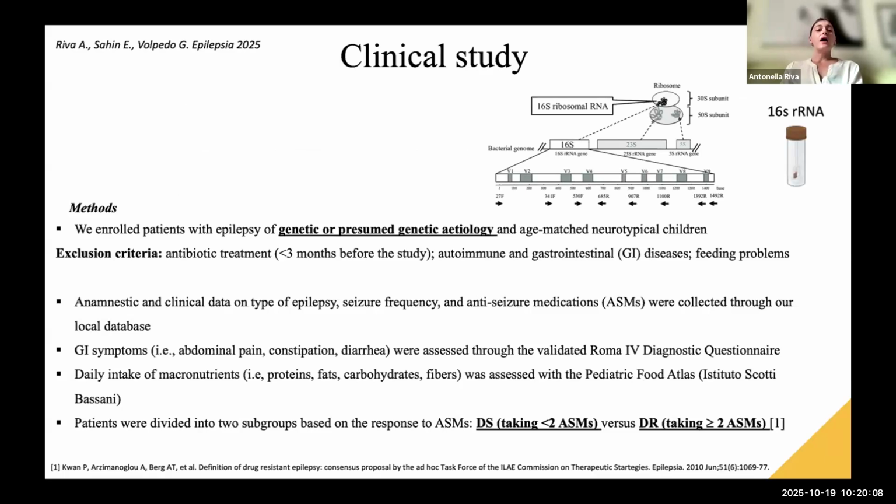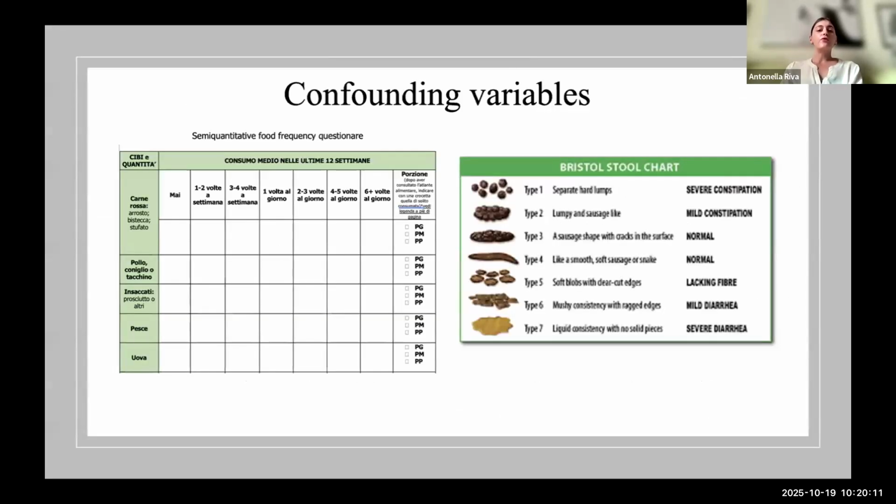As you see here, we administered a semi-quantitative food frequency questionnaire, which is in Italian, but basically it asks how many times a week or a month, in the last 3 months, you eat specific things, to try to get the proportions of the main macronutrients. Then another useful clinical tool that we use in the clinic is the Bristol stool chart. As you can see represented, it assesses how your stool is. Basically, types 1 and 2 are really hard feces.